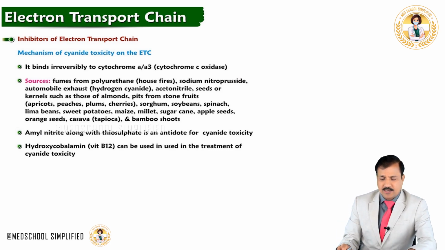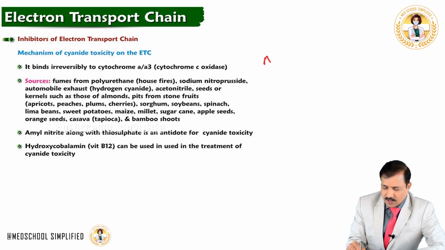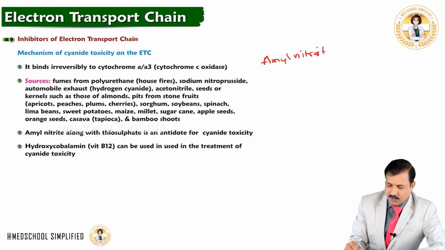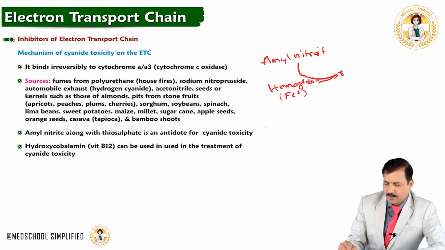So let me write down the mechanism here. Amyl nitrite is going to oxidize hemoglobin, which has ferrous iron, into methemoglobin.